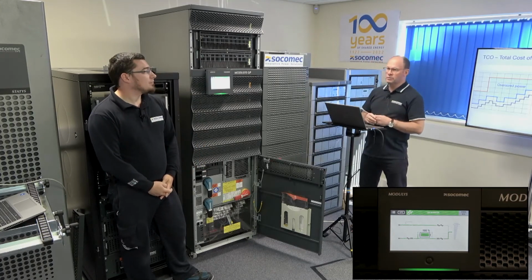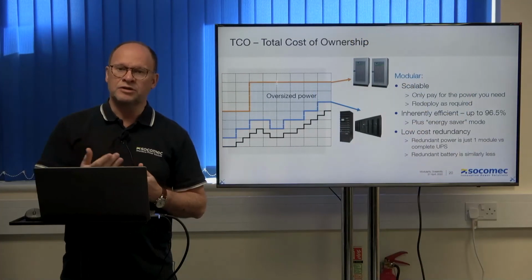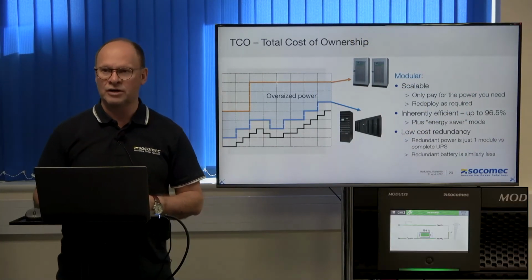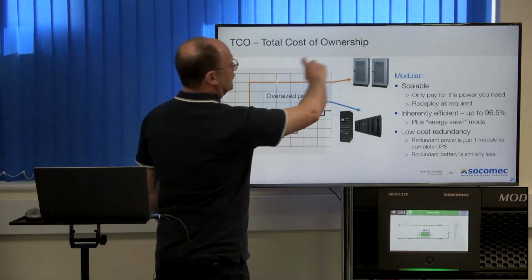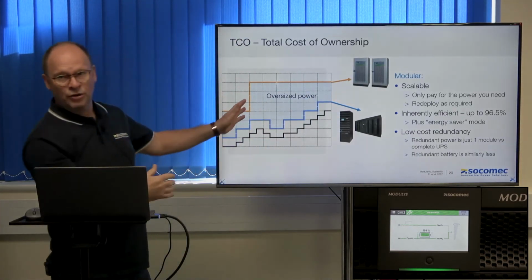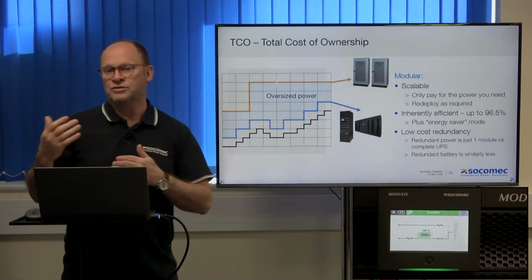So using a smaller number of modules moves them into the higher efficiency area of the curve. The curve on efficiency starts really quite low at very low powers and gets much better as you get up to sort of 25-30%.